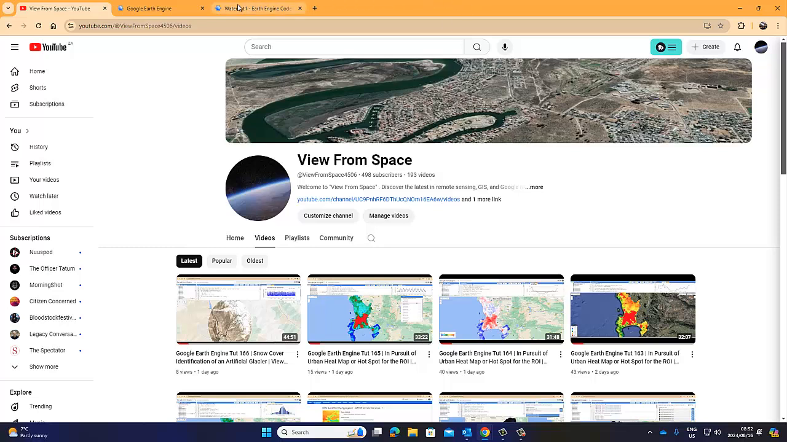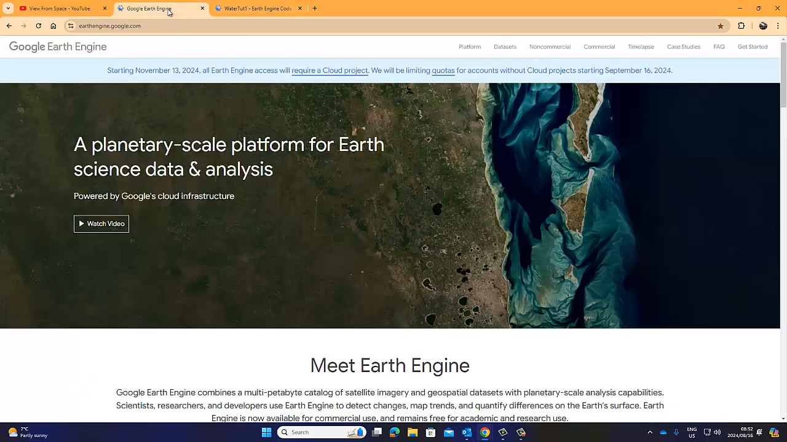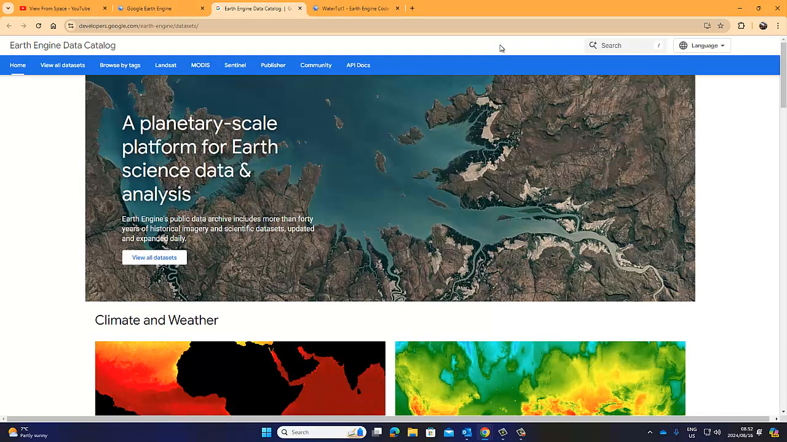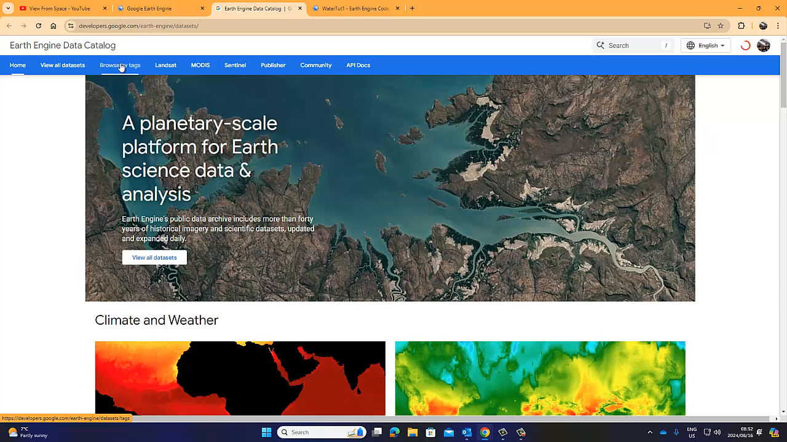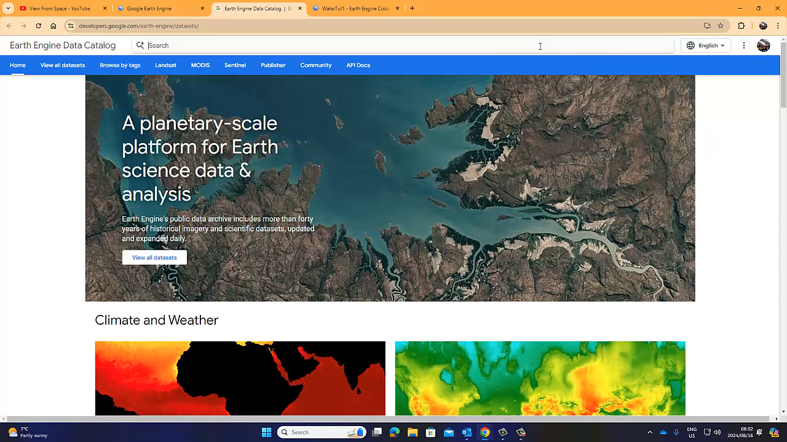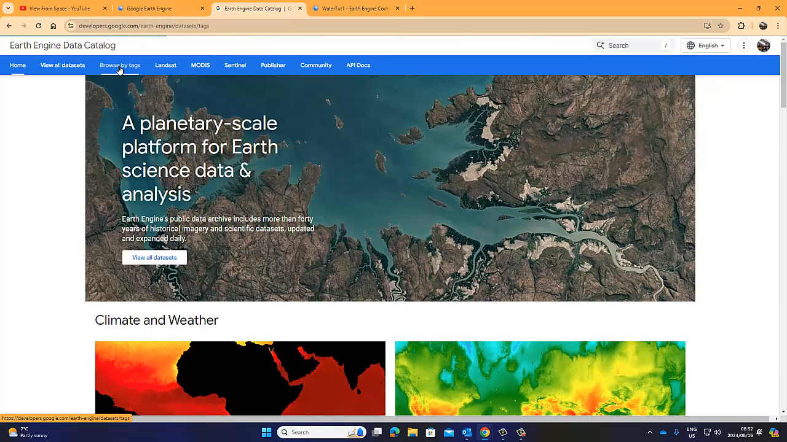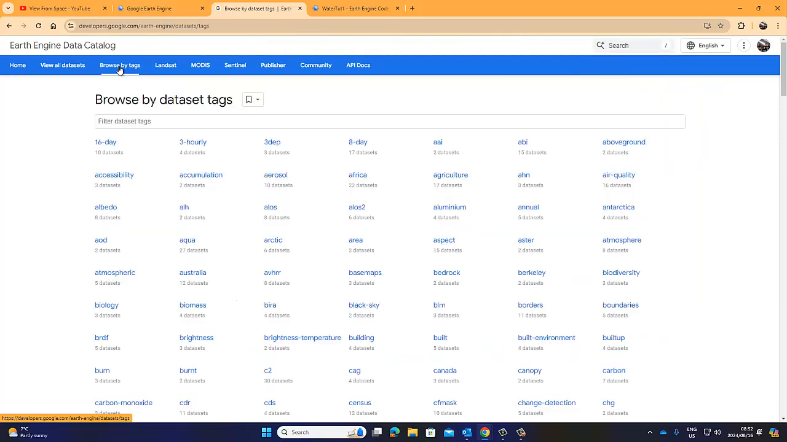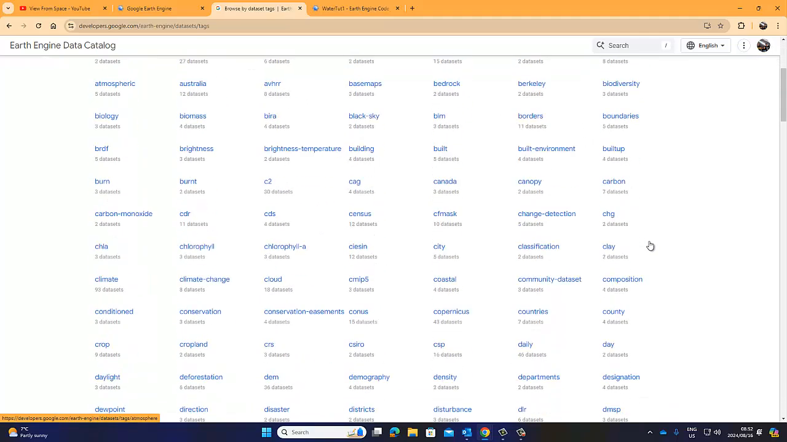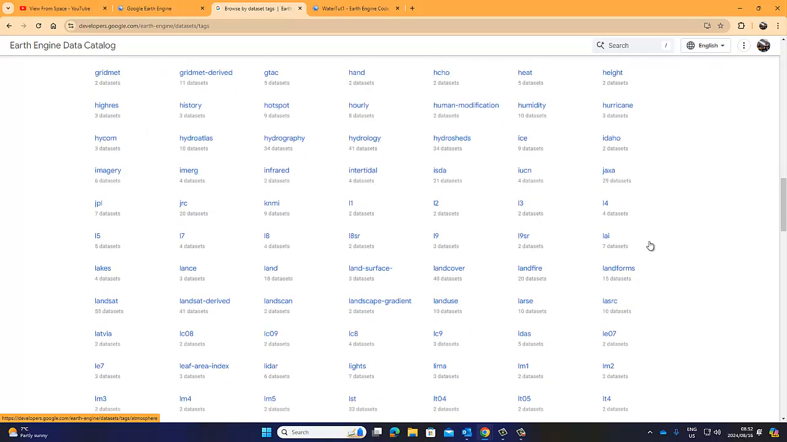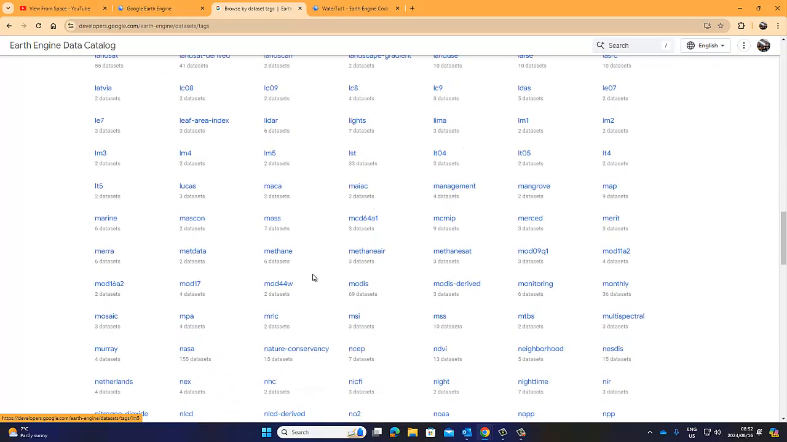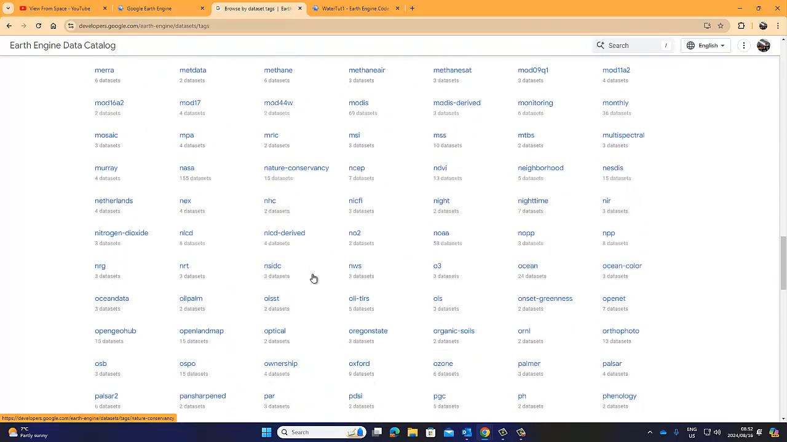So the first thing obviously is to go to our trusted Earth Engine, go to datasets, and this time I'm going to look at browse by tags. You can search for underground water, or I'm just going to go to browse by tags. And then within browse by tags, I'm going to go to water, W. Underground, let's just see if there's something under underground.